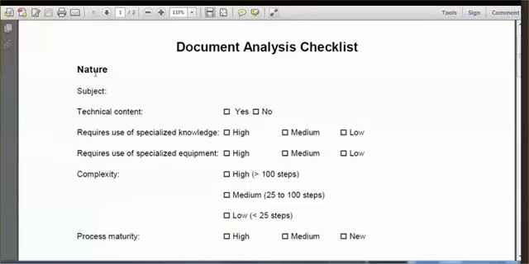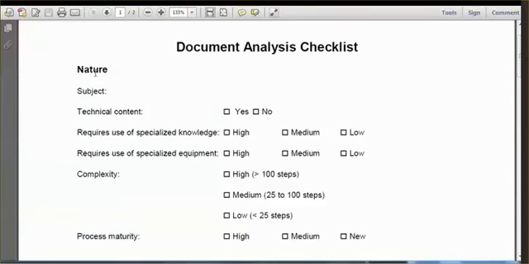Does it require use of specialized knowledge? That means that in order to be able to distill and understand the document, you need to have specific areas of key knowledge. So either low, no, it's more general; medium, yeah, it's actually targeted at engineering; or high, yes, it's highly specialized. This is a policy just for NASA engineers. So really that's what specialized knowledge means.